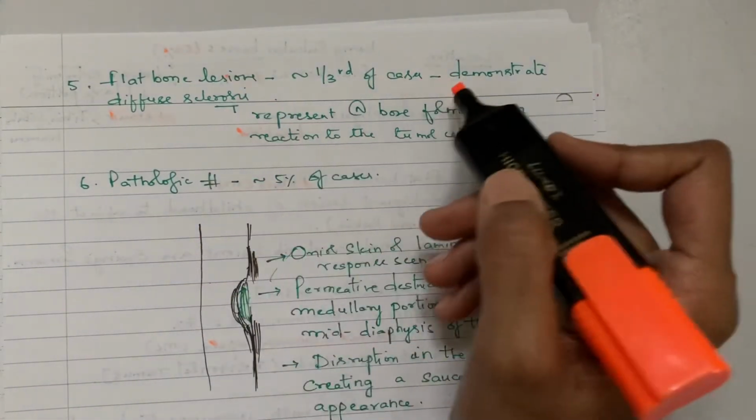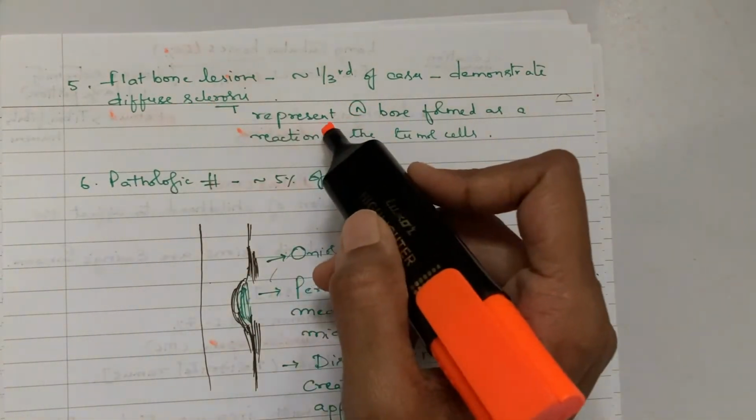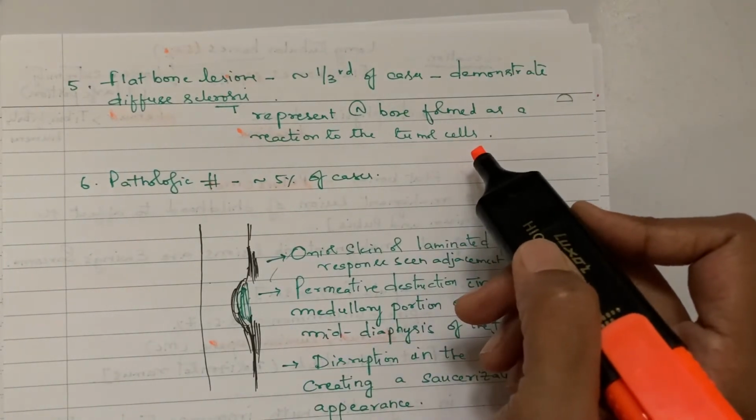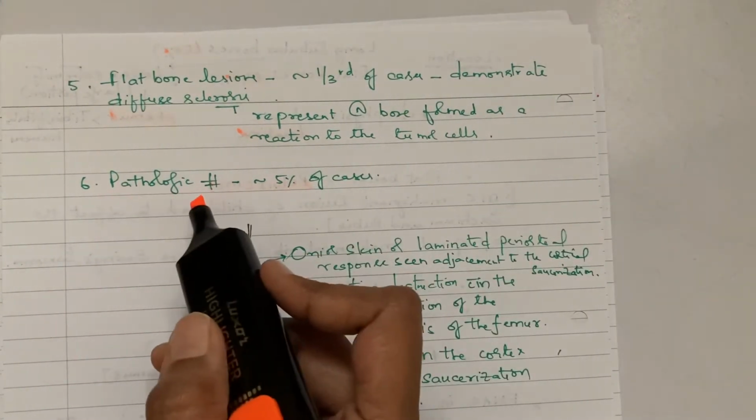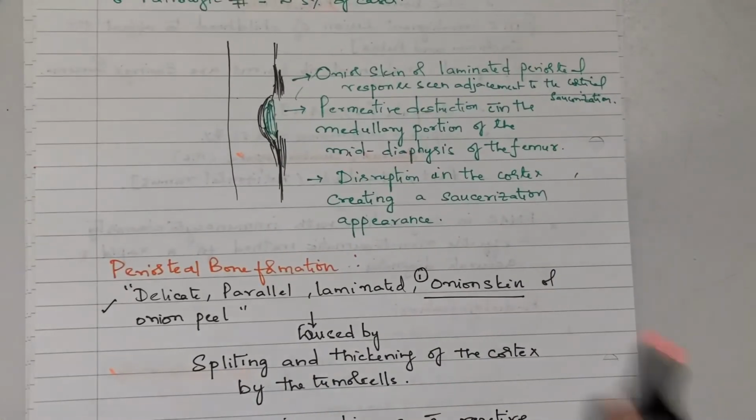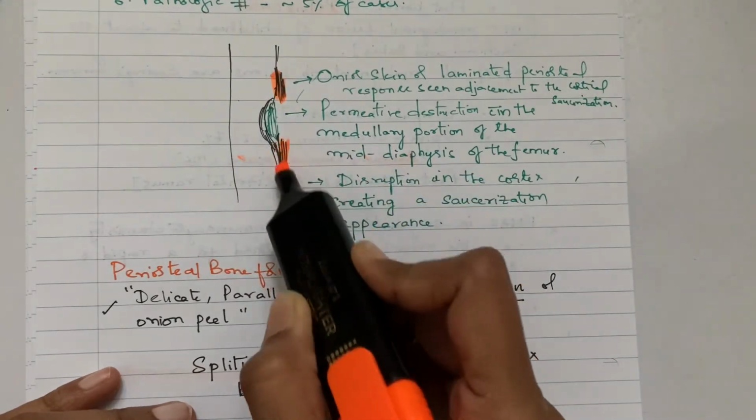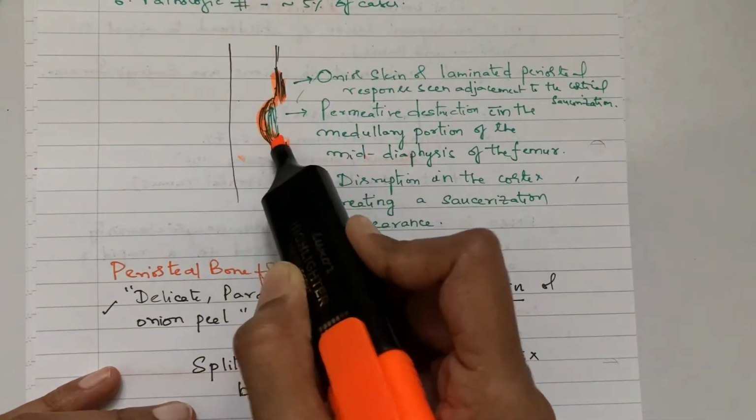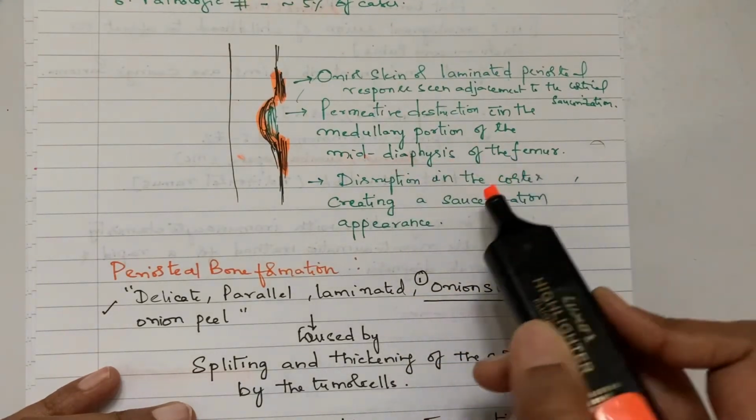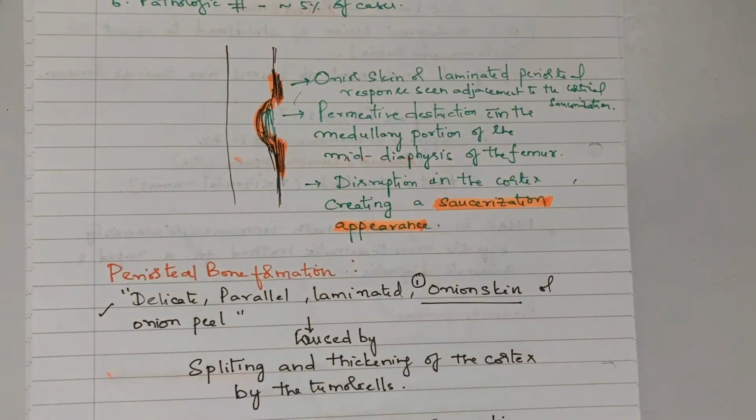In flat bone lesions, one third of cases demonstrate diffuse sclerosis. They represent normal bone formed as a reaction to tumor cells. Pathological fractures occur in 5% of cases. Onion skin type of periosteal reaction will be there. Cortical saucerization: permeated destruction within the medullary portion of the mid diaphysis of femur, with disruption of the cortex creating a saucerization appearance.